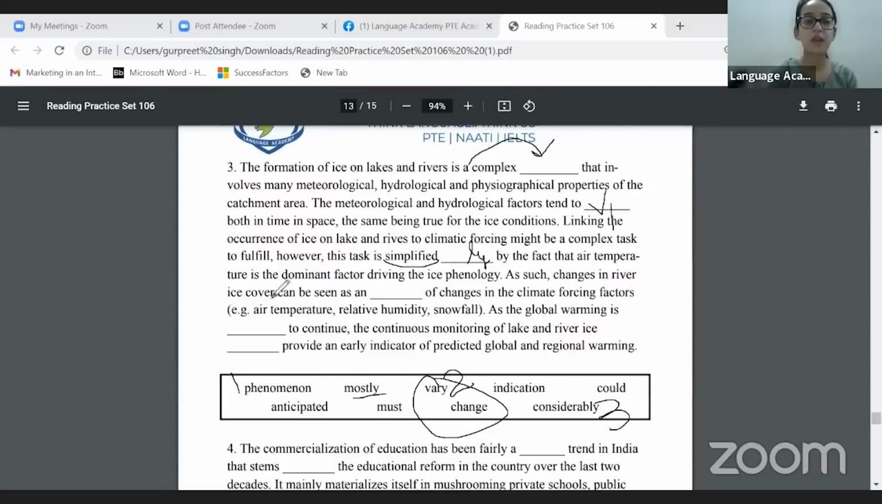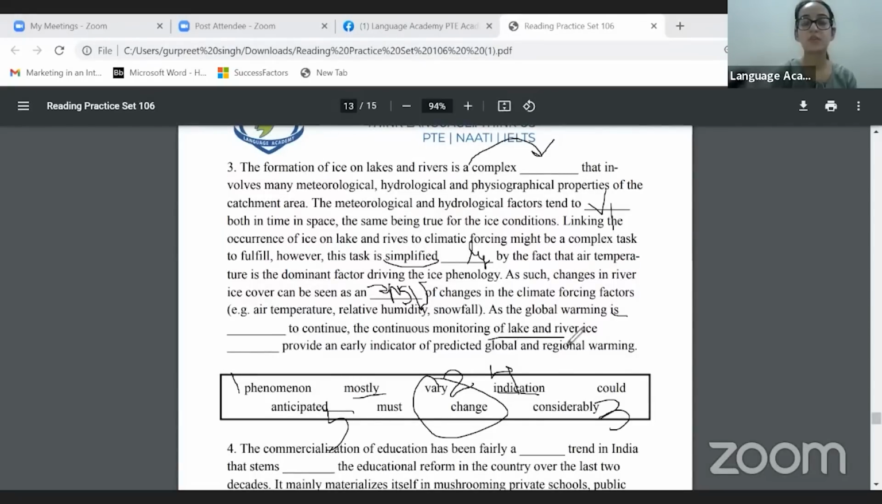As such, changes in river ice cover can be seen as an dash of changes. So after an comes a noun. It should be singular again, and it should start with a vowel. So we have indication and phenomenon, two nouns, but phenomenon is already used. Moreover, it doesn't start with a vowel. So we'll go with indication of changes in the climate forcing factors. As global warming is dashed to continue, the continuous monitoring of lake and river ice dash provide an early indicator. So with is comes the third form of verb, and we have only one again. Is anticipated to continue.